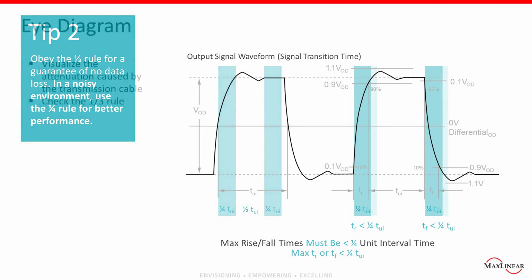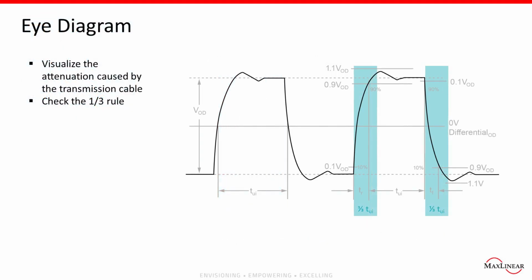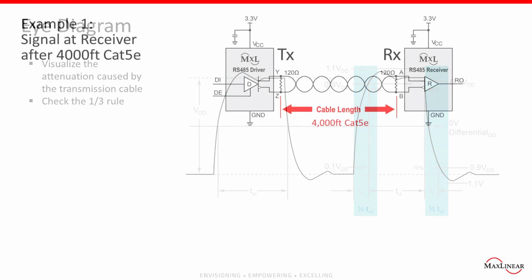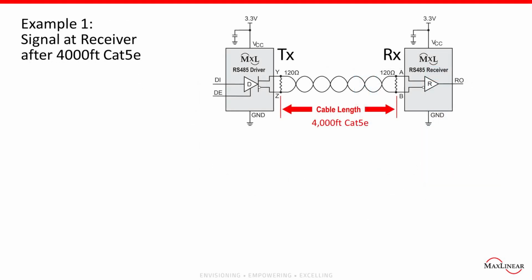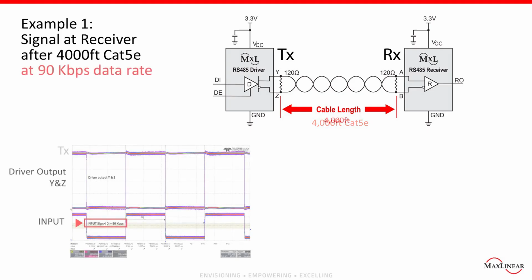An eye diagram is a great way to visualize the attenuation effect caused by the transmission cable and check the 1/3 rule. In this first example, 4,000 feet of 24 AWG Cat5e cable is used between the driver output and the receiver input. On the left-hand side, you can see the input signal DI at 90 kilobits per second, as well as the output of the driver, which seems to show an almost instantaneous rising and falling edge.